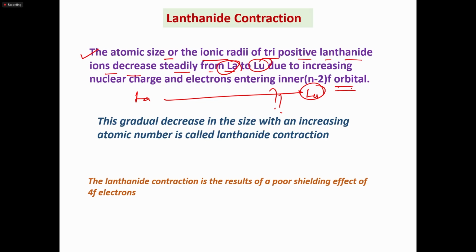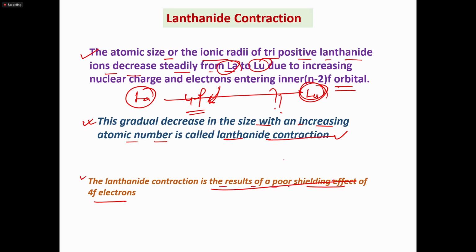What is the reason? This is very important for lanthanide contraction, because from lanthanum to lutetium the 4f orbitals start filling. That means the last valence electrons are going into the f orbitals. This gradual decrease in size with increasing atomic number is called the lanthanide contraction. The lanthanide contraction is the result of poor shielding by the 4f electrons.